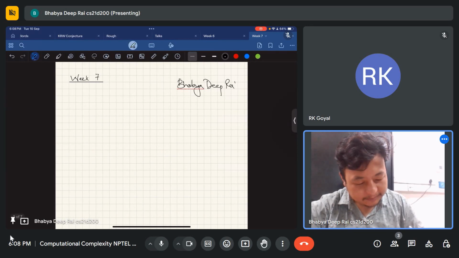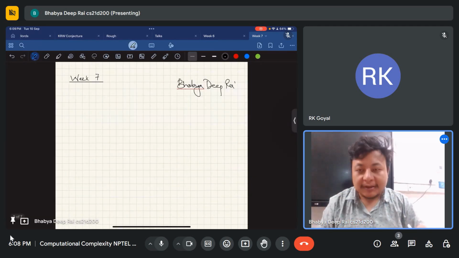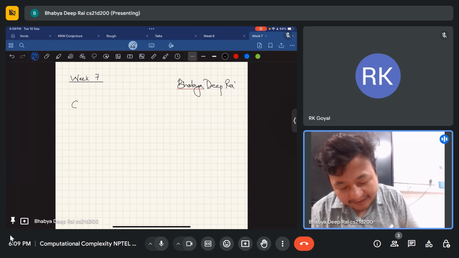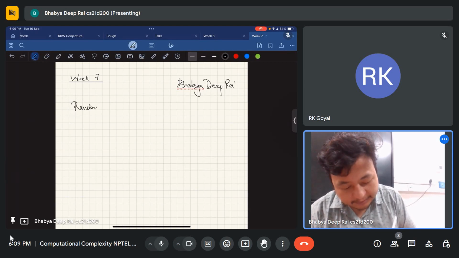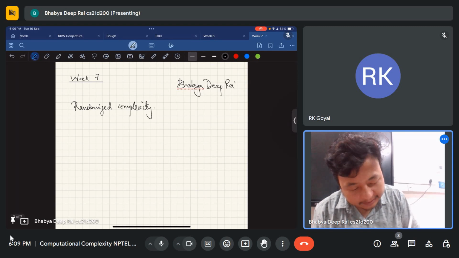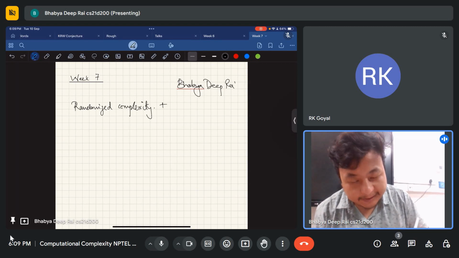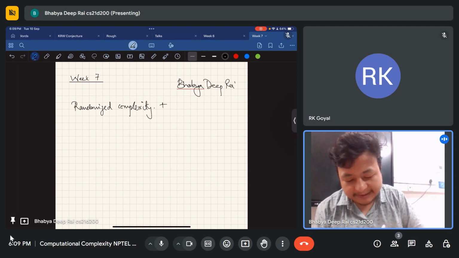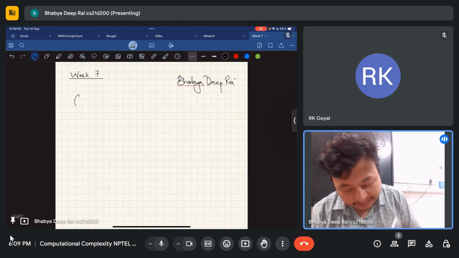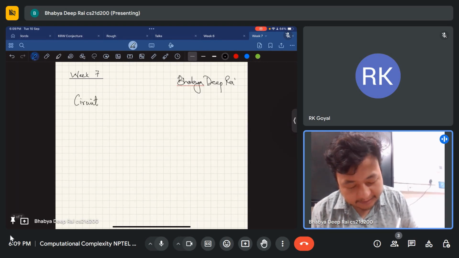So, the topic for this week is actually a bit of randomized complexity, but we did a lot of that in last time's session. So this time we'll be focusing mostly on the next part. Week 7 is completely consisting of circuits, right? So this time it's only circuit complexity.